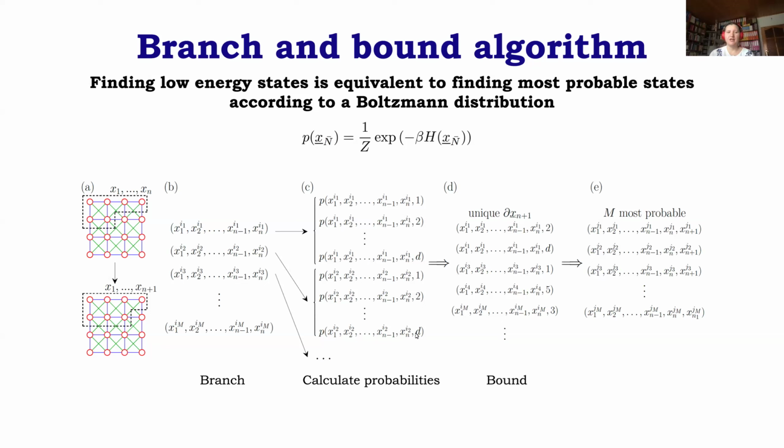And finally, we keep only the most probable configurations. In this case, we keep only the m most probable configurations. And this completes a single step of the sweep. And then we move to another cluster. We repeat the procedure. So we continue the branching and the bounding until the final cluster is processed. And this enables us to identify the ground state candidate and the low energy excitations.